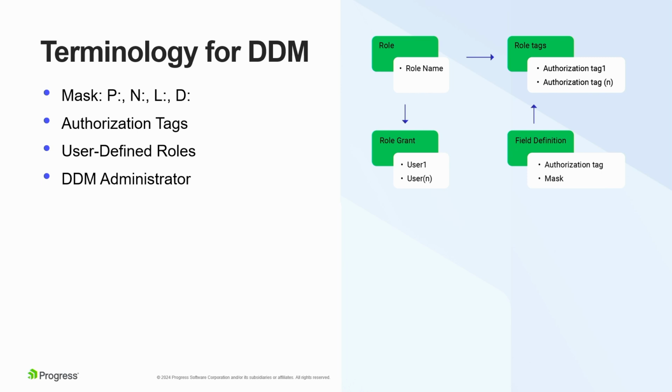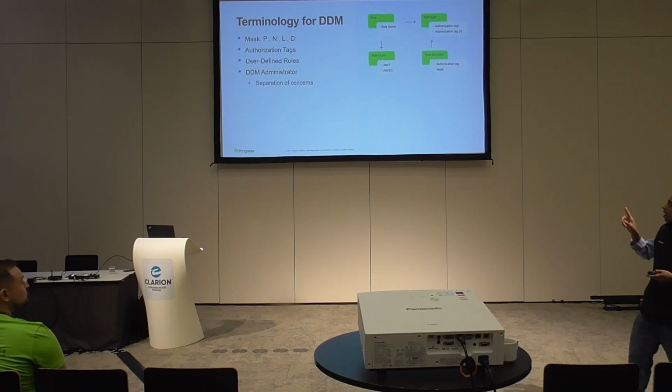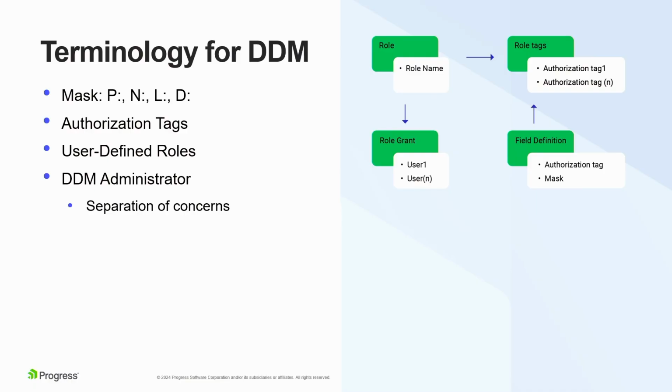So the next question arises, who will feed all this configuration in the system? So DDM administrator is the new role that we have defined in 12.8. He is responsible for adding all these configurations in the system. Now, this is the optional role. If you have a security admin, they can perform this task.